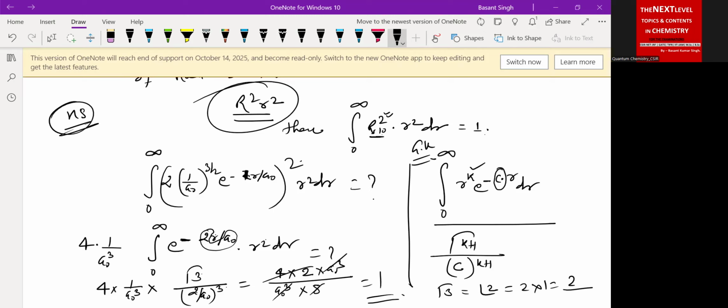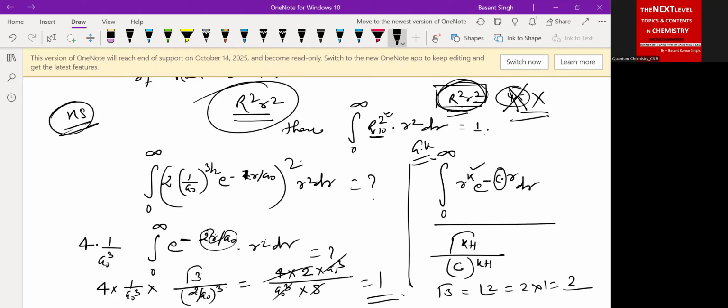So it is clear that for the ns function, I have taken an ns function for example, R square is the radial distribution function. Nothing to do with 4 pi. 4 pi is an extra term here, so that is not taken. This R square is sufficient for the radial distribution function for the ns function.